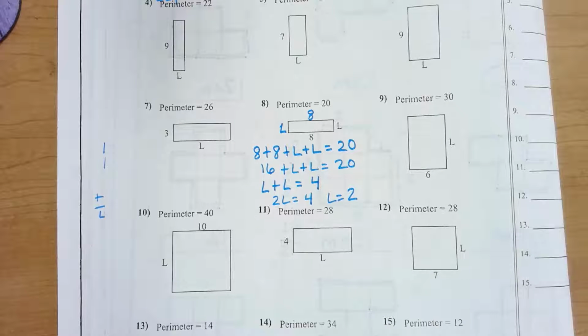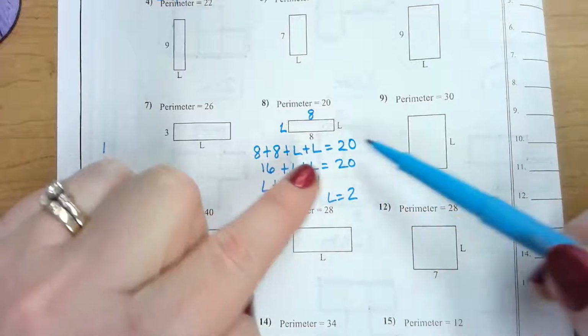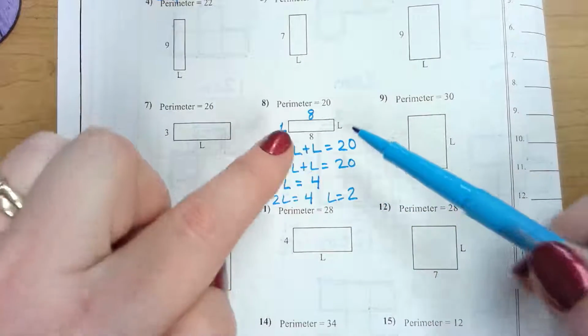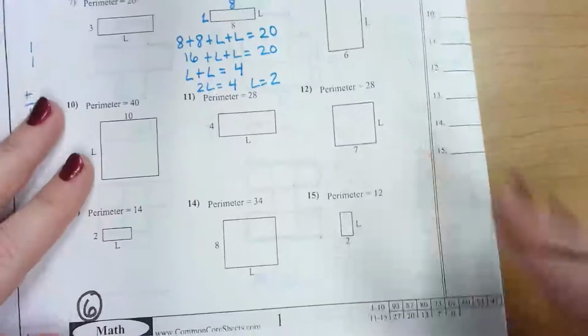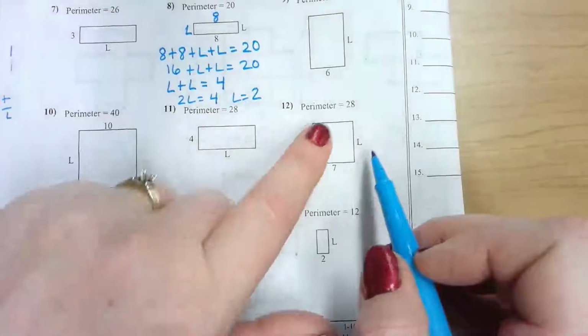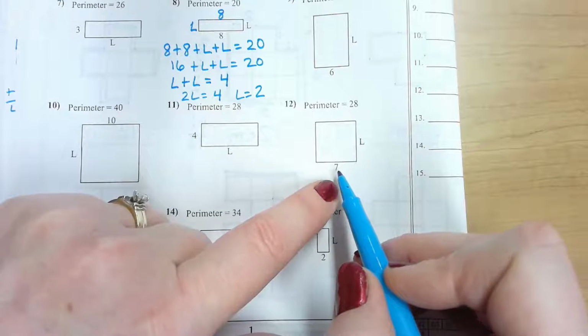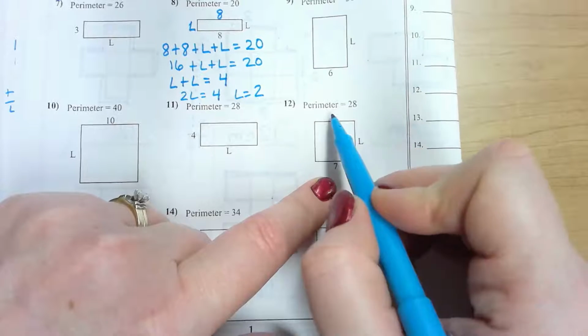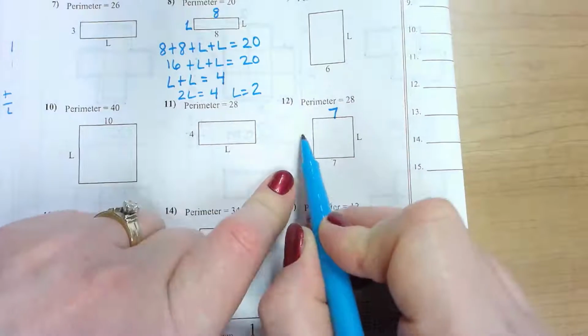Okay, those were a little trickier type of problems to find that perimeter when we're given a perimeter and missing sides. But remember, all 4 sides are going to equal 20, and we know in a rectangle opposite sides are equal, so that helps us find that. Let's look at number 12. We're going to try one more. 28 is our total perimeter. We know that one side of our perimeter is 7. The opposite side is 7. Okay. Then we have L and L.